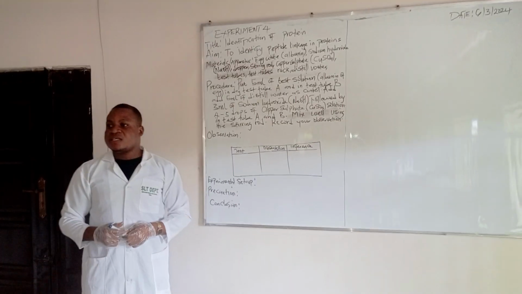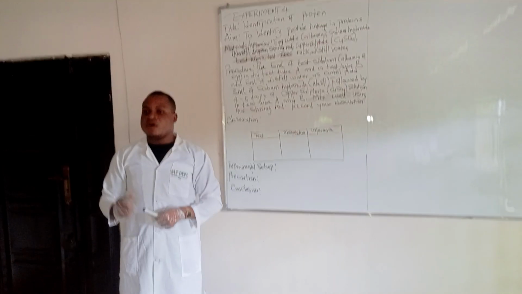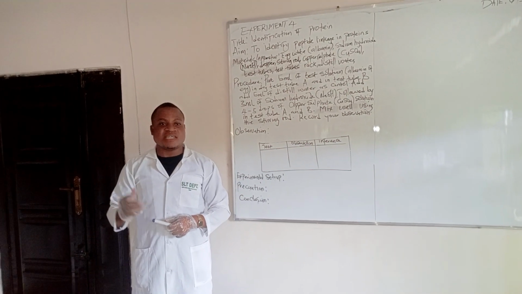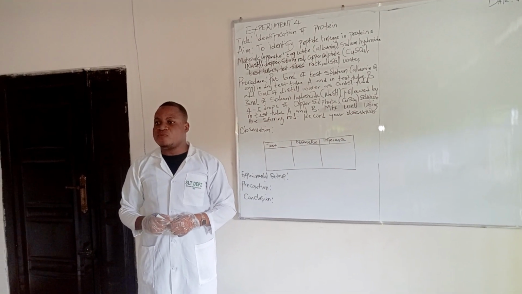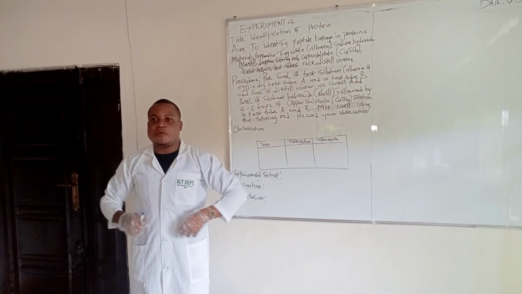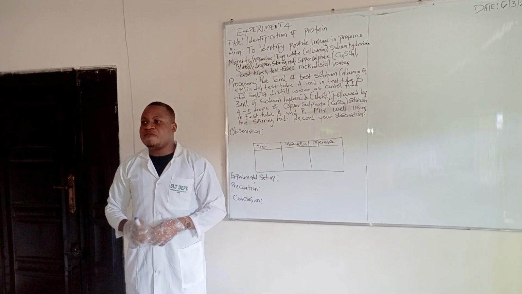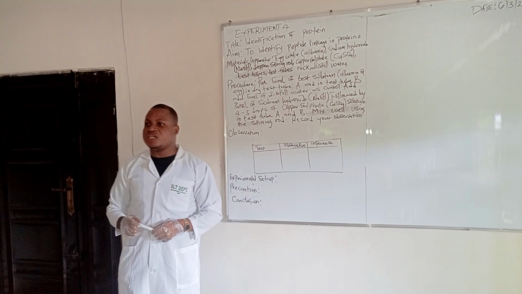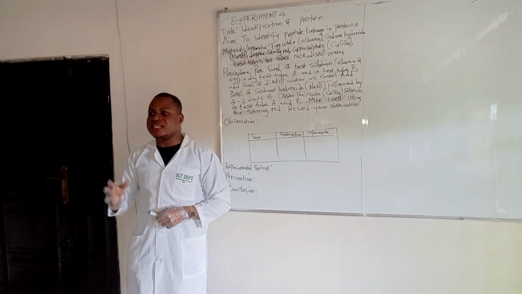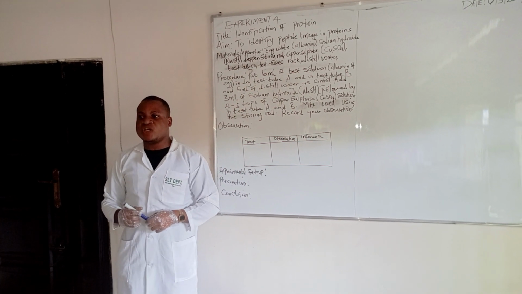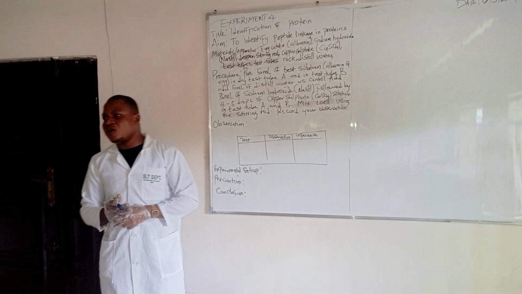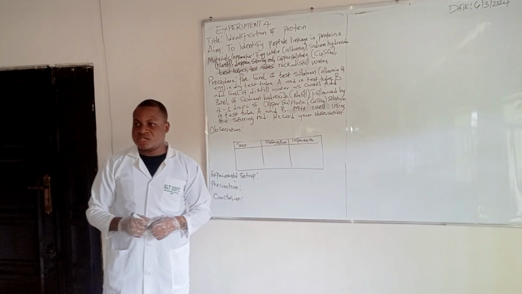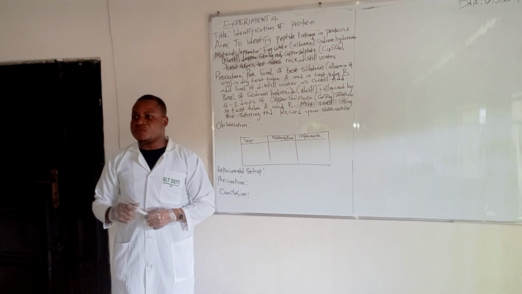Now listen, protein is one of the foods we eat. We have 6 classes of food, and one of them is proteins. Proteins are body building foods. For you to test if a solution has a protein linkage in it, there are some reactions they undergo. Proteins undergo different color reactions. Today we are looking at Biuret reactions.